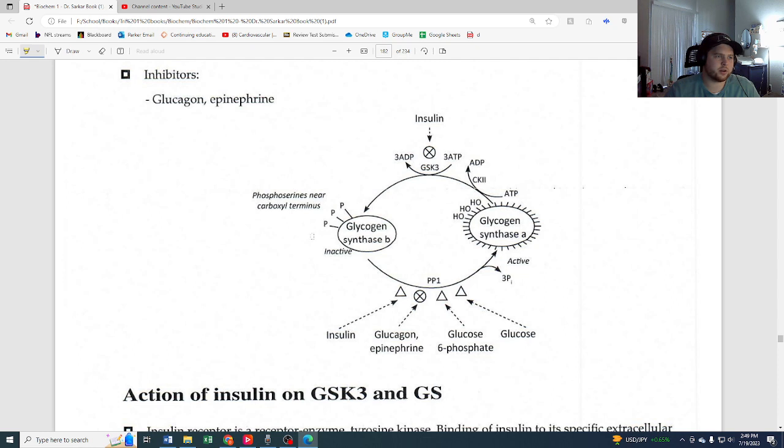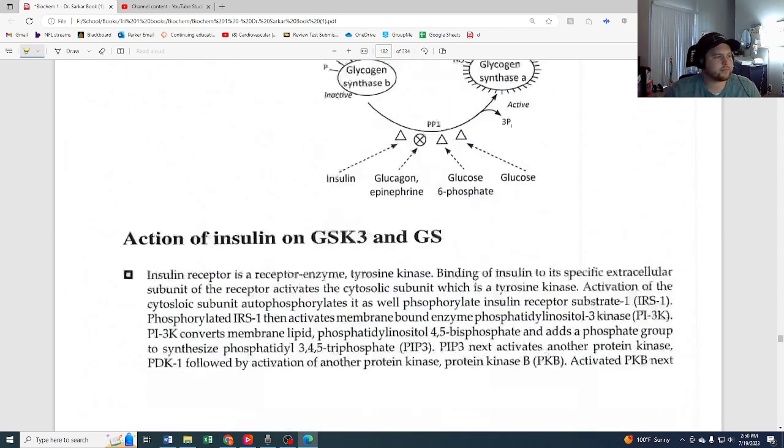Here's all of our fun stuff. So glycogen synthase needs to be prepped with CK2 and ATP, and then GSK3 can finish phosphorylating to give us the inactive form. So remember, the phosphorylated form is inactive, the unphosphorylated or dephosphorylated is the active. Inactive, active.